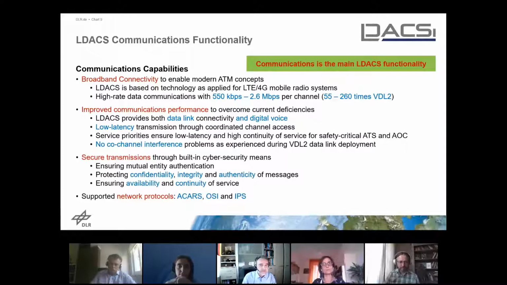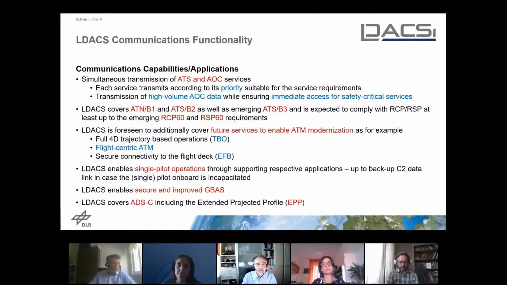LDACS has also built-in cybersecurity means for secure transmission. That means we are ensuring mutual entity authentication. We protect confidentiality, integrity, and authenticity of messages, and we ensure availability and continuity of service. Supported network protocols reach from ACARS over OSI to IPS. Some further capabilities and applications which can be done within the communication functionality.